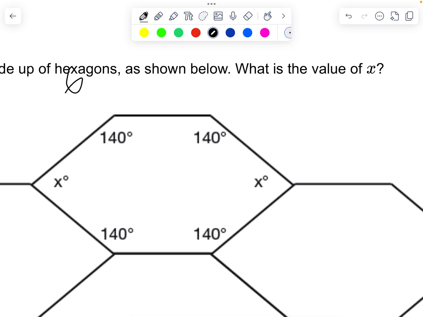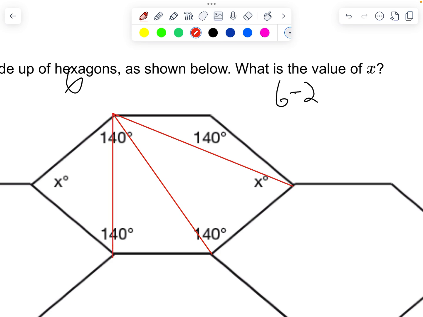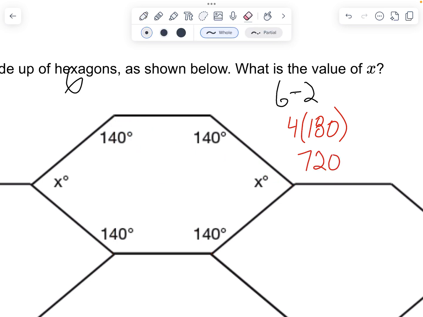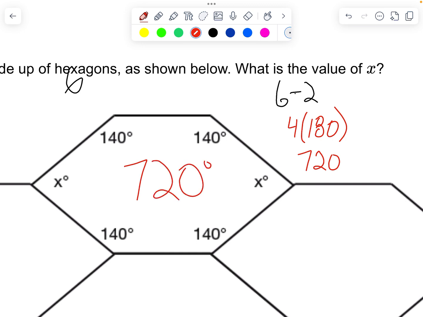We know that, what's the inside of the hexagon, right? Well, here's what we do. 6 minus 2, it's always minus 2. Because if I cut the thing, 1, 2, 3, that's all I can do. I've made 4 triangles, and every triangle has 180 degrees. So that gives me 4 times 180. 4 times 180 is 720. So I know that the inside of this beautiful hexagon is 720 degrees.